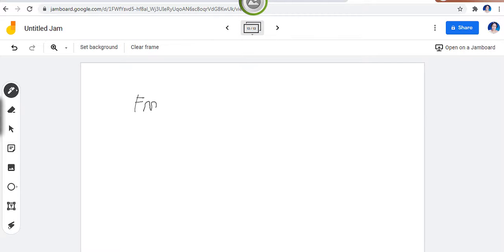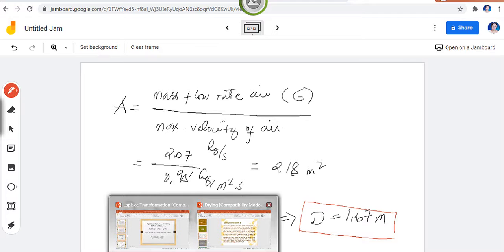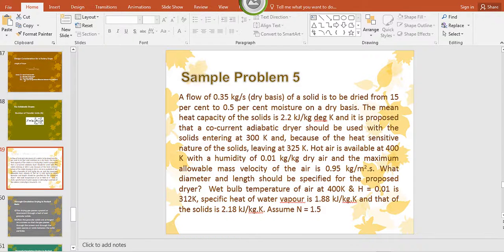I leave the substitution to you anyway. You will just need to substitute the Q, the D, the G prime, and the delta T log mean, and you'll be getting a value for the L, which is 10.1 meters. So this is how long the dryer is. So you have the length and the diameter of the dryer here. If you would be asked, let me check. What diameter and length should be specified for the proposed dryer?